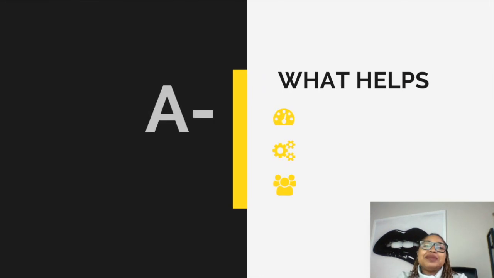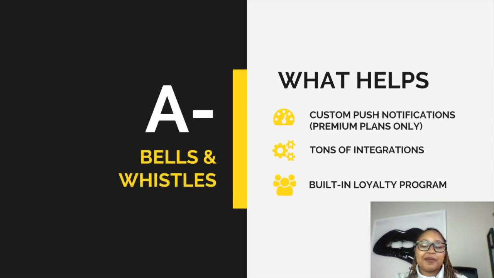Now, when it comes to bells and whistles, we also give it an A-. You get a lot of stuff for a pre-built app builder, right? You get custom notifications if you're in a higher plan. You get tons of integrations. I listed off all those tools: YouTube, Shopify, WooCommerce. They've got the goldmine of integrations that are the easiest to use when it comes to an app builder. And also, there's a really cool built-in loyalty program. So if you want to incentivize people for staying and all those good things, it's a really good tool for that because it already has all those things built in.